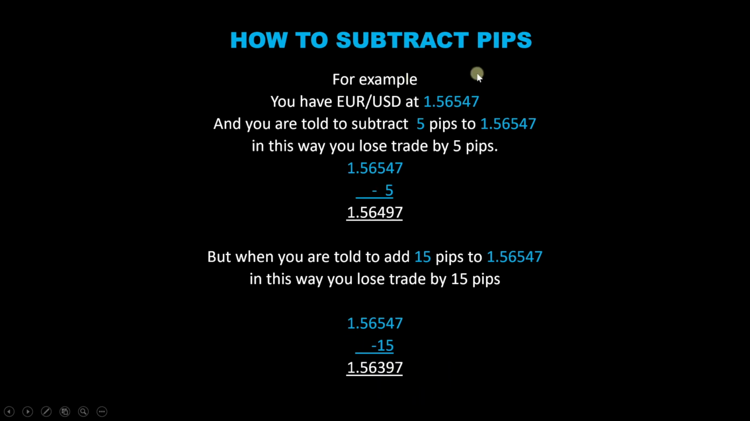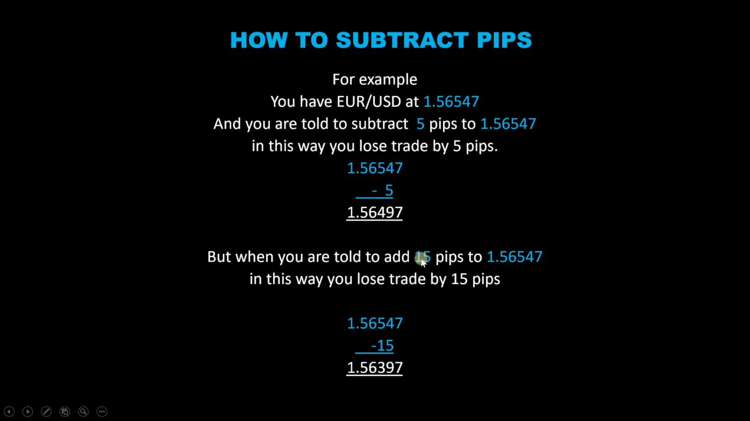And how to subtract pips is just the same way, but now you have Euro USD at this point, and you are told to subtract 5 pips from this. In this way, you lose the trade by 5 pips. We just take our previous price, and then we subtract 5 here, then we'll get this. It's just a normal subtraction, and that's how we calculate pips.